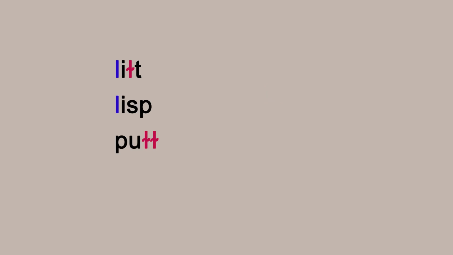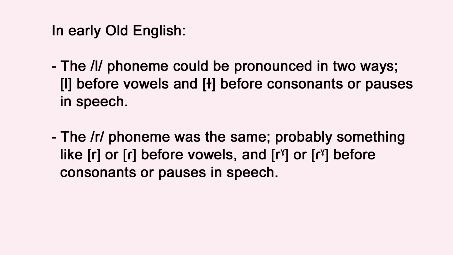lisp, pull. A similar situation probably existed in early Old English. The L phoneme had an allophone at the front of the mouth which was used before vowels, like in the word luft, and an allophone with a more back articulation which was used before consonants, like in the word ouch. So it stands to reason that the same kind of thing might have been true of the R phoneme. Before vowels, and maybe before gaps in speech, it could be a front consonant like r, and before consonants it could have some kind of back articulation.